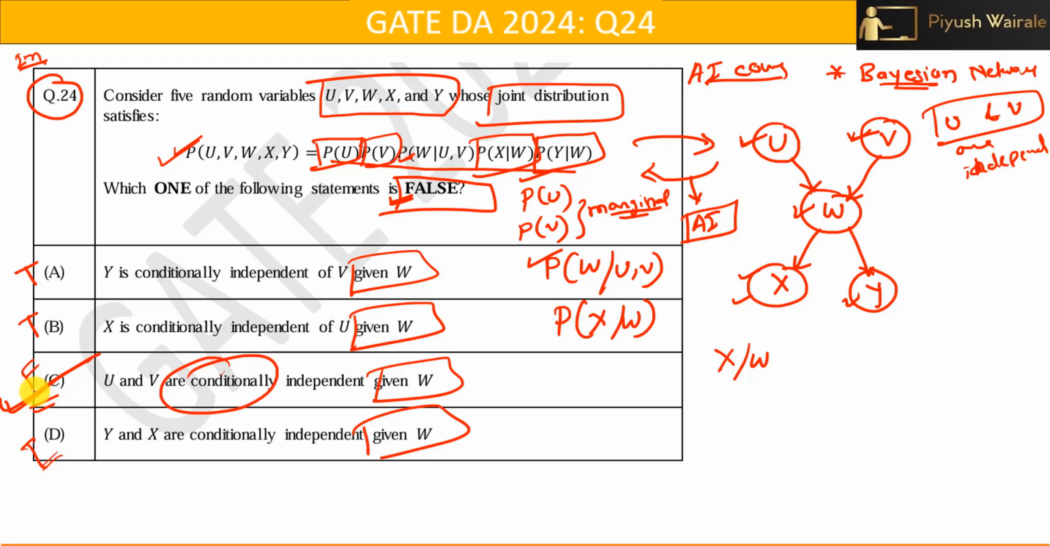I hope you understand the solution for this question. Nothing complicated. If you understood what we have discussed, that is good enough. Or you can go through my AI course, in which I have discussed joint distribution and Bayesian network. You can go through those videos. That's it for this video. Thank you.